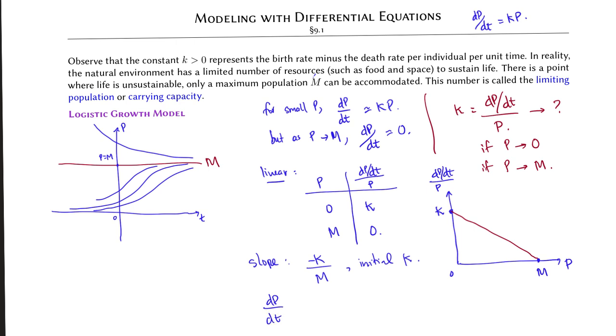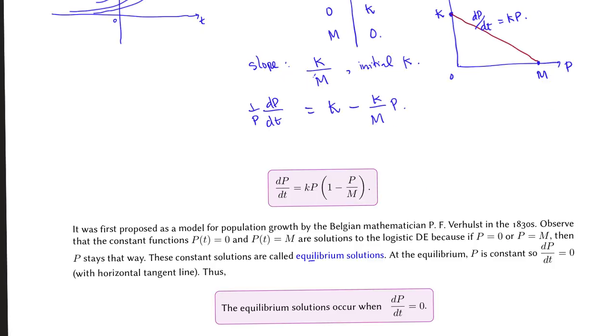And so the equation of the relative growth rate dP/dt over P is k, the initial value, minus the slope k over M times the variable P. And so if we factor out k, we will have k times 1 minus P over M. If we isolate dP/dt, we have kP times the quantity 1 minus P over M.